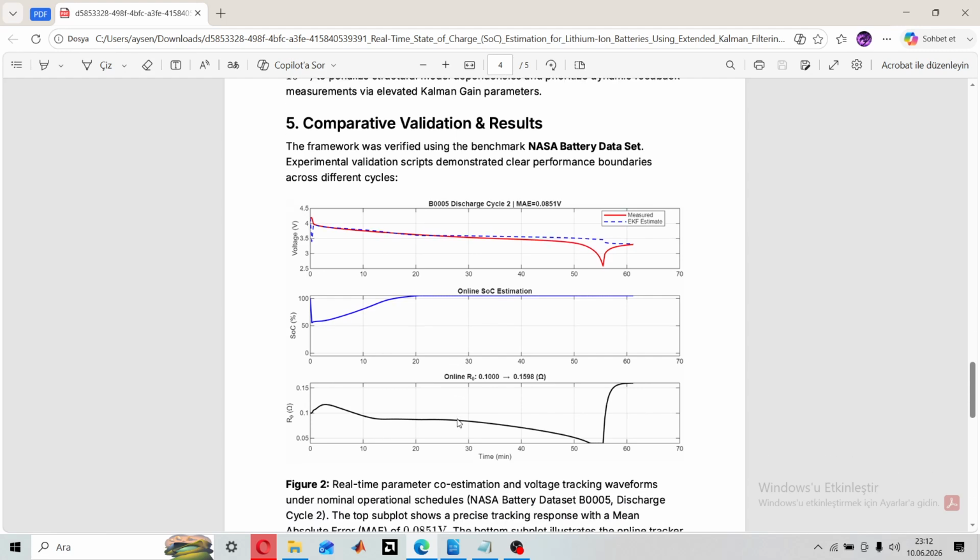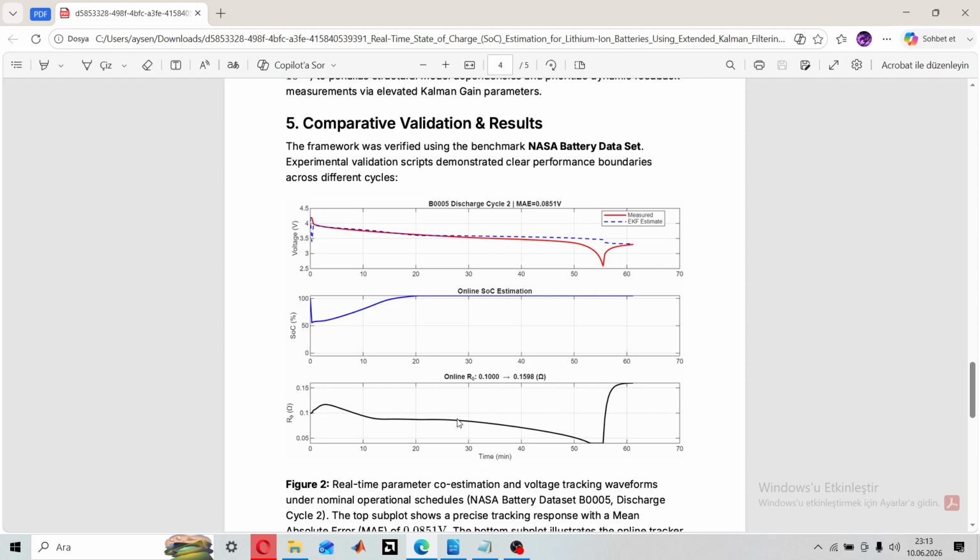For experimental validation, the framework was strongly verified using the benchmark NASA battery datasets. As shown in the figure, we analyzed nominal operational schedules using discharge cycle 2 of the B0005 cell. The top subplot highlights an exceptionally precise voltage tracking response with a minimum mean absolute error of just 0.0851 volts. The middle subplot tracks the stable online convergence of the state of charge.